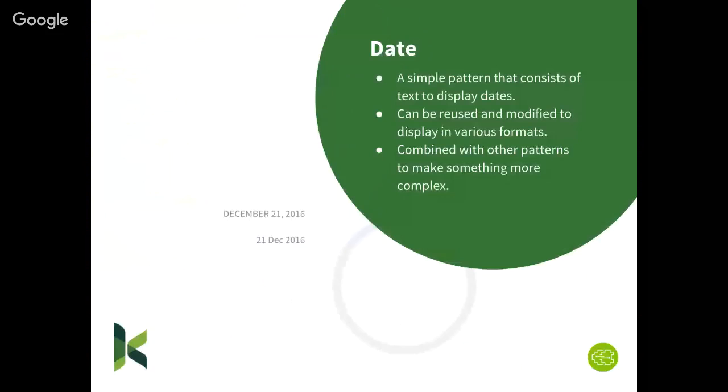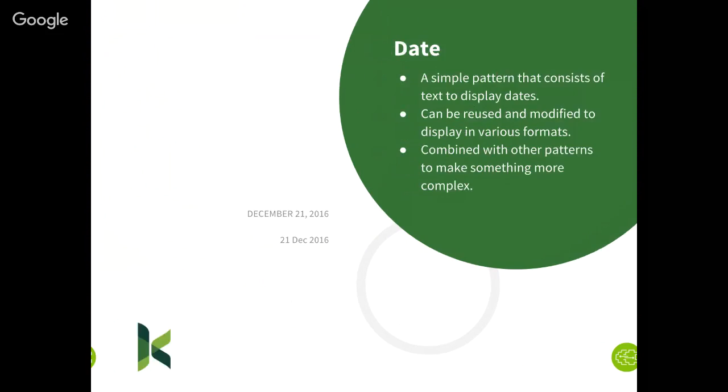Let's think of something like a date. We may have different ways we want to display that date throughout the site. Sometimes we want to standardize it. And we can reuse that and combine it and do all sorts of different things with our dates.